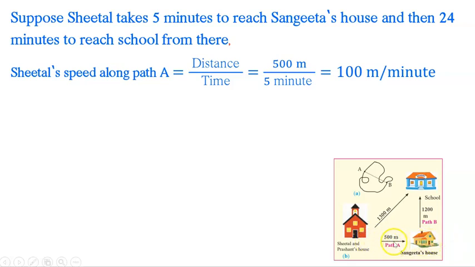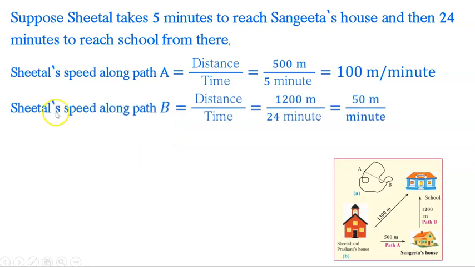तिने किती डिस्टन्स कव्हर केलंय? 500 मीटर. आणि तिला लागलेला डिस्टन्स अपॉन टाइम, 5 मिनिट लागले. 500 मीटर अपॉन 5 मिनिट, then you will get 100 meter per minute. This is the Shital speed along the path A.